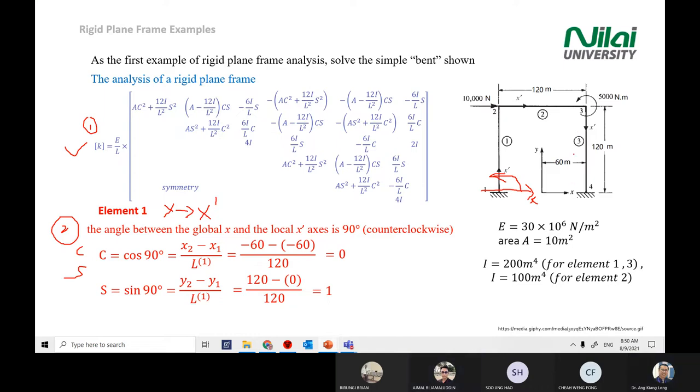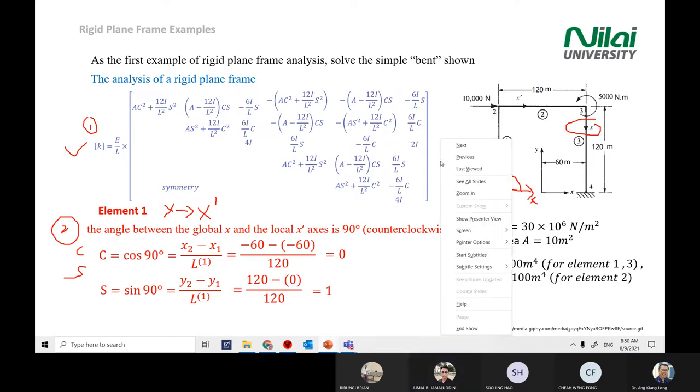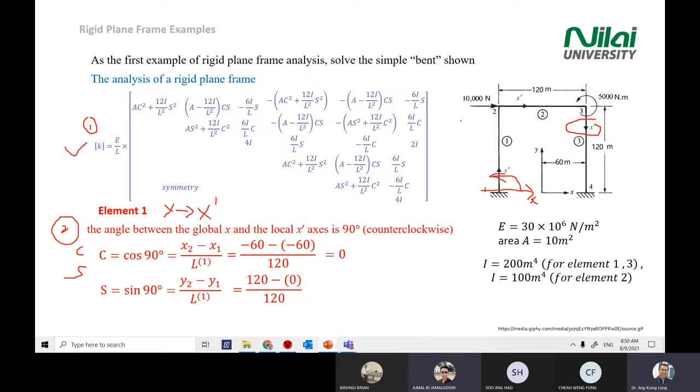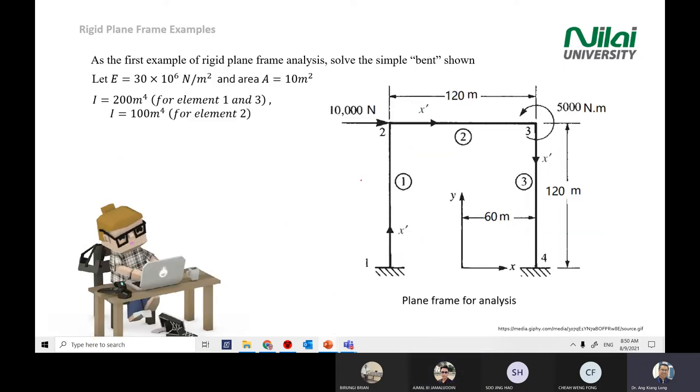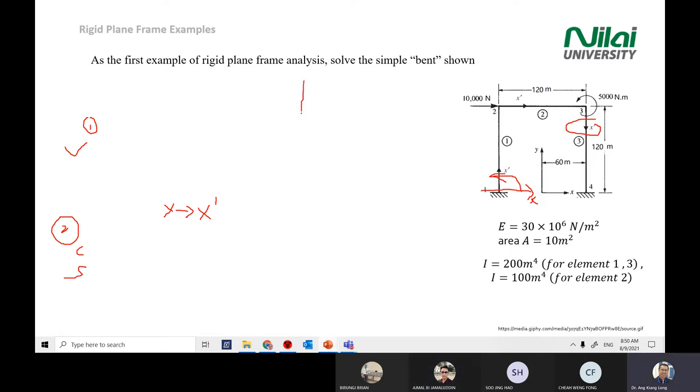90 degree counterclockwise. Can you look at the arrow of x prime? Yes, sir. What does it mean? How do you calculate the angle? You see number 3, right? Arrow going down, right? How do you define angle? Angle is x to x prime, right? Yes, sir. Where is your x? Upper side. So you're calculating what? X to x prime, right?